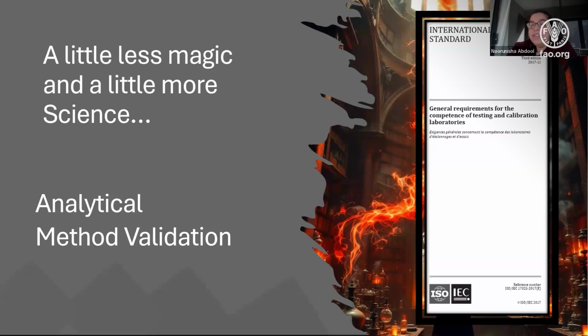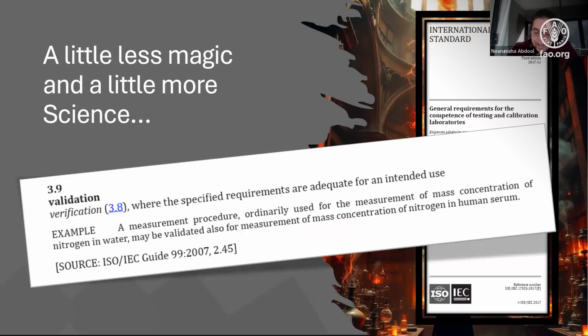The first place that we're going to start is ISO 17025. This is the only document that I reference in this presentation that actually has a cost attached to it. The rest of the documents will have a reference at the end, and they are free and you can go and download them. Okay. So what does ISO 17025 say about validation? It's where specified requirements are adequate for intended use. That is what it says.